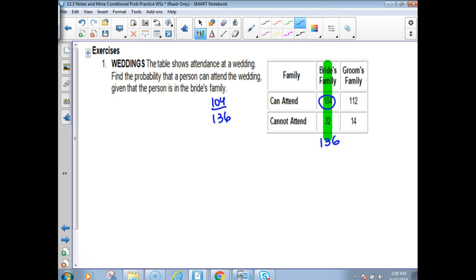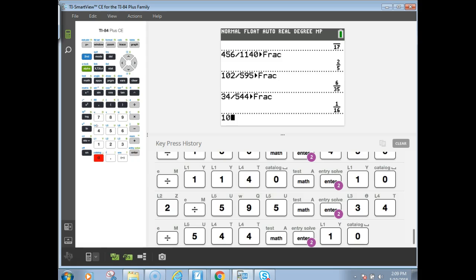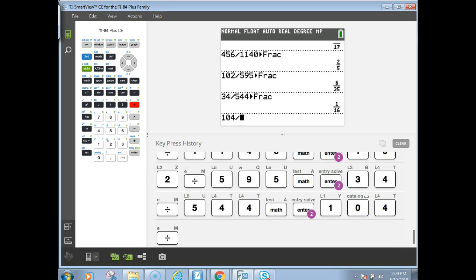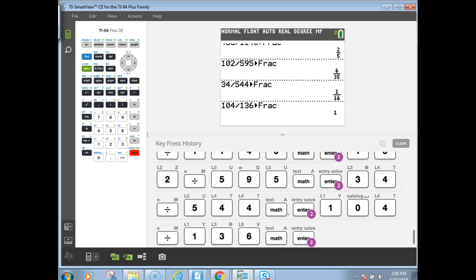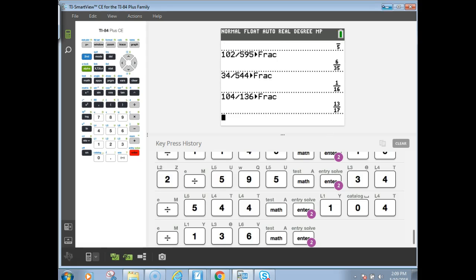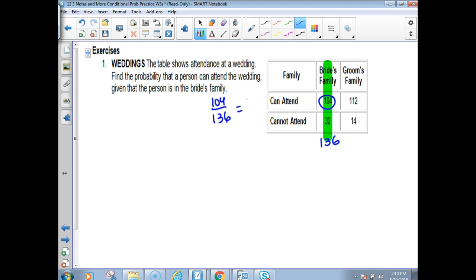So we got 104 out of 136. Let your calculator do the reducing if you like. Math, enter, enter. We got 13 out of 17. Now, if you wanted, you could even do this in percentage form. If you were doing a multiple choice test and percentages were given, then you would just divide those numbers and check out what the percent is.